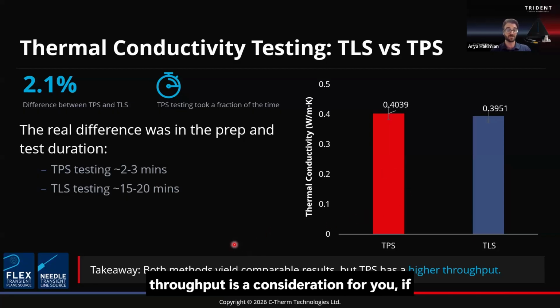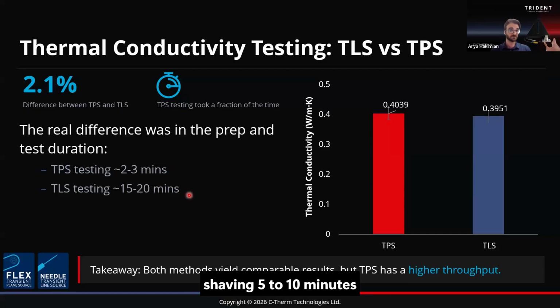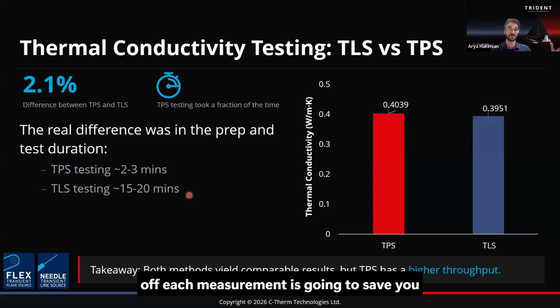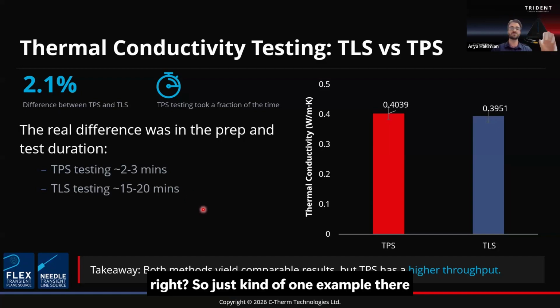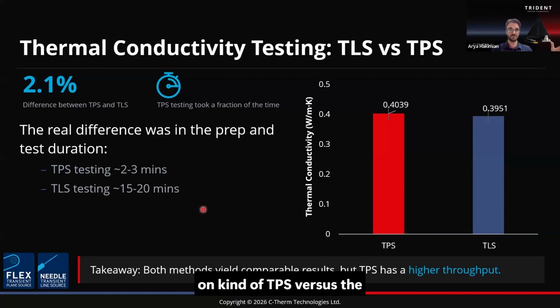It's just if throughput is a consideration for you, if you've got dozens of samples you're trying to get through, well, shaving 5 to 10 minutes off each measurement is going to save you a lot of time over the course of a week, right? So that's just one example of TPS versus the TLS method and how that all plays out.